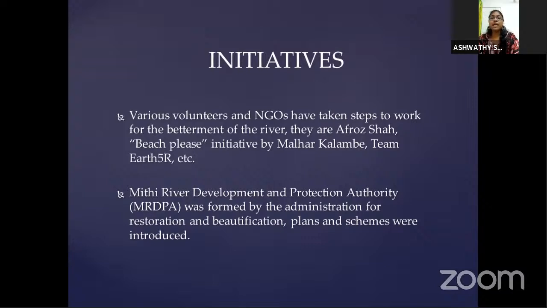From the time this authority was formed, only 6 meetings have been held, and the last meeting was held in 2010. That's it. Again, no steps were taken. After the forming of this organization, some schemes and plans were introduced, such as closing certain industries, asking some industries to shut down or shift from there. And in 2018, water supply and electricity for 200 units operating near the Mithi were disconnected. This is a year where an attempt was made.